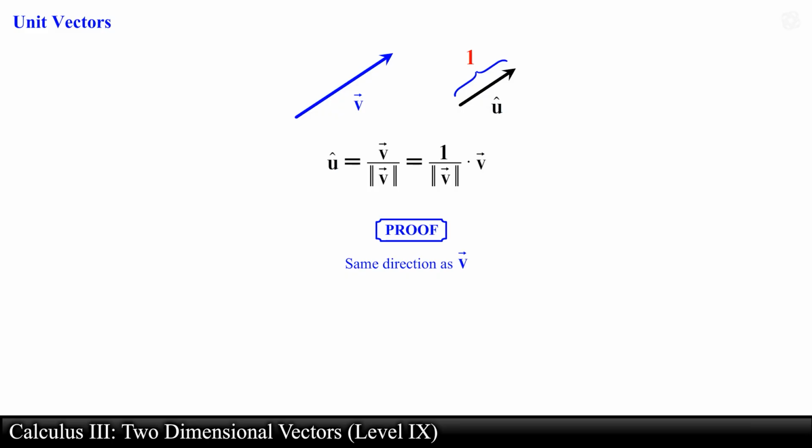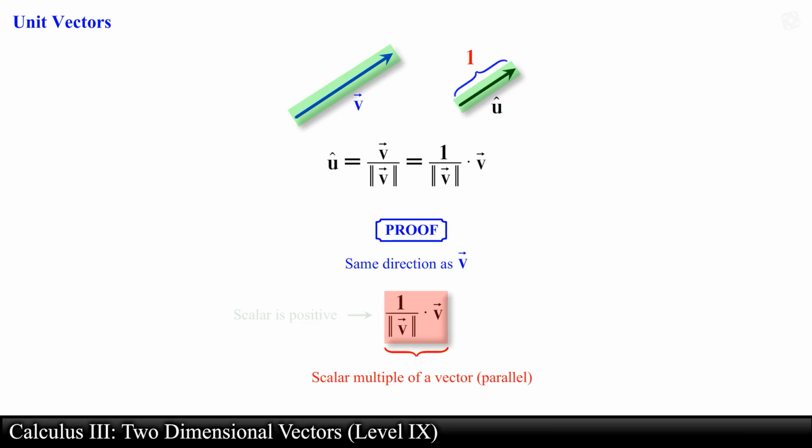We can show that the unit vector u has the same direction as vector v by noticing that 1 over the magnitude of vector v is essentially a positive scalar, so it will not reverse the direction of the original vector v. In addition, we are taking this scalar and multiplying it by vector v. Recall that a scalar multiple of a vector v generates vectors that are parallel to vector v, which means that vector u has the same direction as vector v.